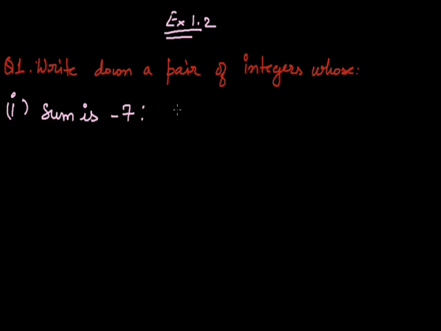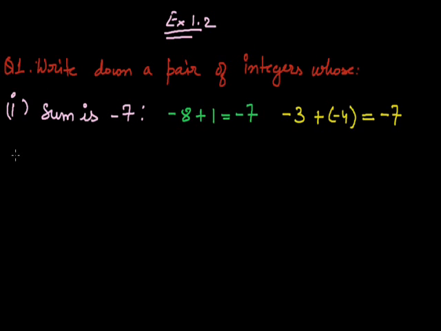Now we can take -8 and +1. If we add -8 and +1, we will get -7. We can take another pair of integers. If we take -3 and add -4 with it, again we will get -7. So we can choose any one of the pairs whose sum is -7.